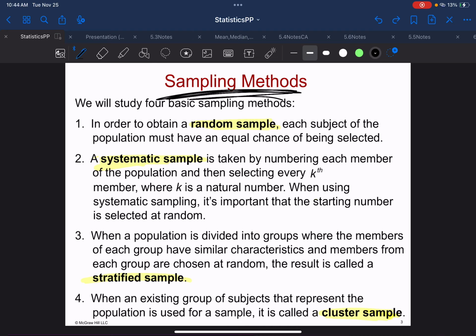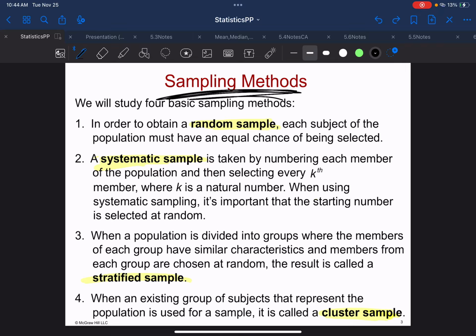The next one is a systematic sample. So by numbering each member of the population. Well, we didn't do that. The entire population is the number of students on his campus. So this was just him going into a building and selecting a group sitting at a table. So that's not numbering the population. So it's not number 2.